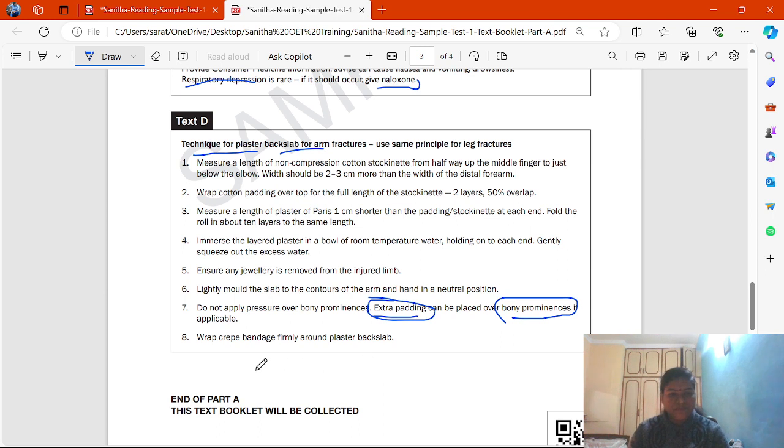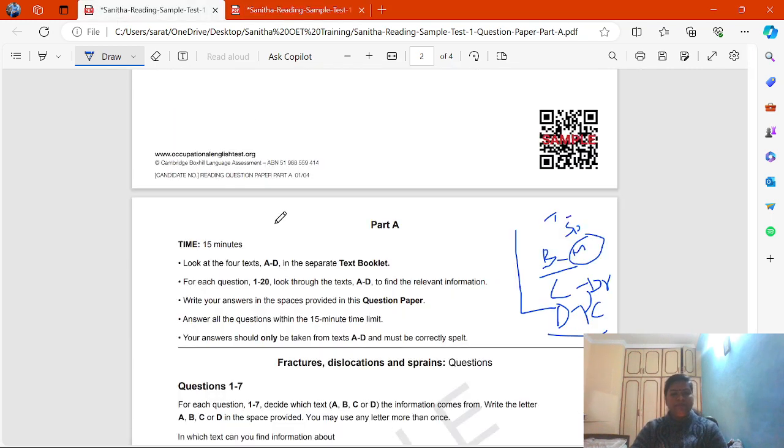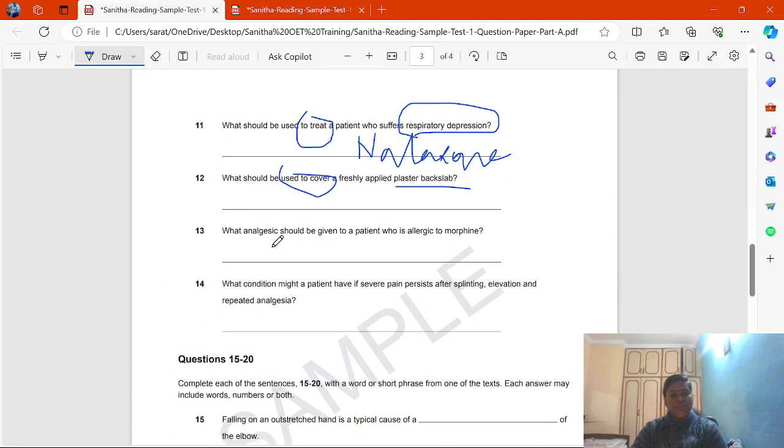Cover. Crepe bandage, around the plaster backslab. What should be used? Crepe bandage. Okay, you got it. We have to use a crepe bandage, especially over an applied plaster backslab. Then we have to go to the next question.